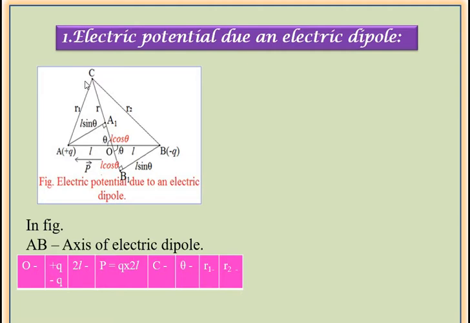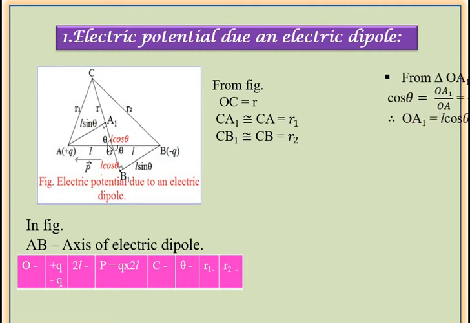C is any point at a distance r from the center of the dipole. Theta is the angle between line OC and the length of the dipole. R1 is the position vector of point C from point A and R2 is the position vector of point C from point B. From figure, OC is equal to R. CA1 is equal to CA, which is R1. CB1 is equal to CB, which is R2.